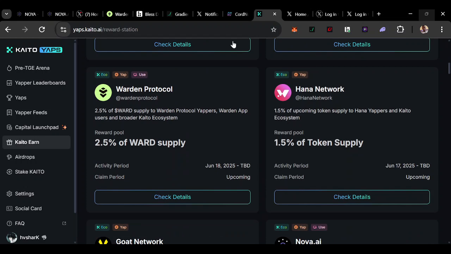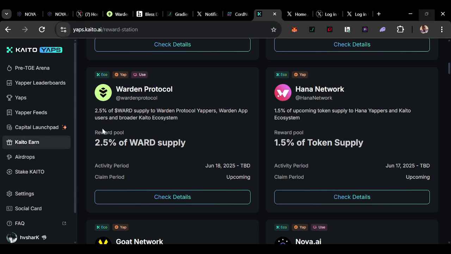Now one of my favorites is this one called Warden protocol. This Warden protocol is rewarding ecosystem users, as you can see here, yappers, and also rewarding use. Use is when you are using this for transactions. Just explore it. I've also made a post on this very airdrop, so make sure you check out my page, which is HV Shark. Check it out, and then you will get what you want.